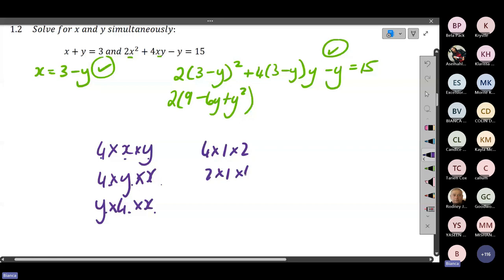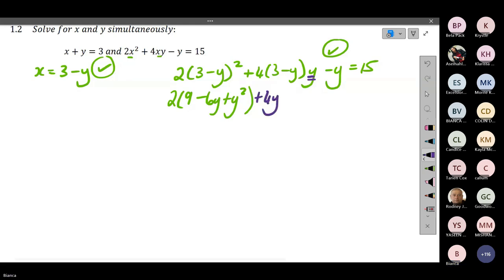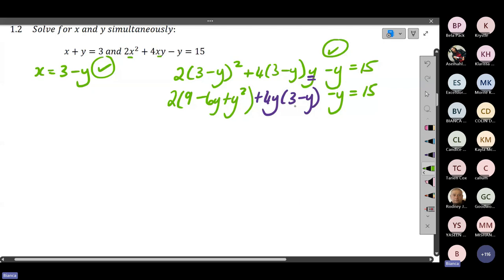So what helps is that y that's at the back of the bracket, just move it to next to the 4. It all means the same thing. So this y that's at the back, put it next to the 4. It means exactly the same thing because you're timesing. And visually, it helps, I guess. So I'm going to times in now.